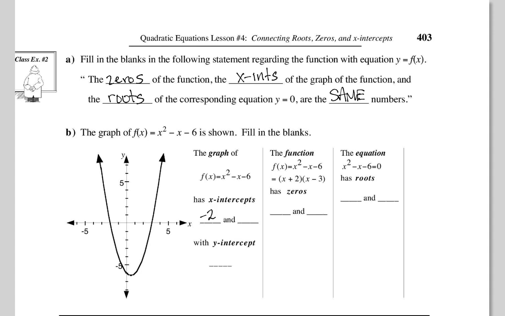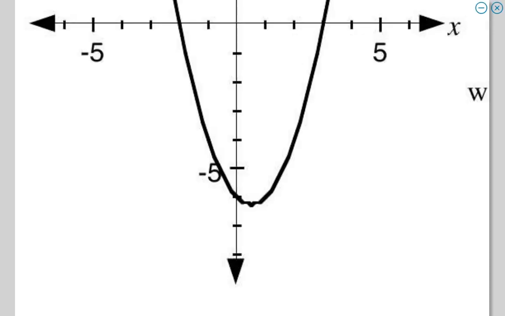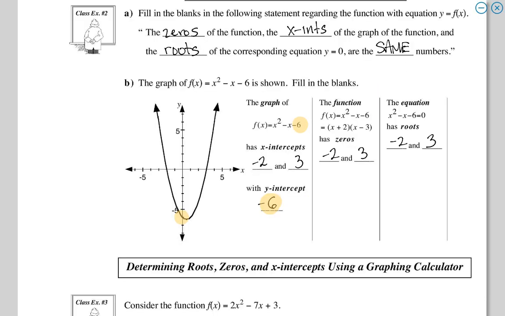So the answers in these blocks are -2 and 3. And the y-intercept is, and you can connect the y-intercept, if you recall, to the constant of the general form, which is down here. And it's not the vertex in this case. So the y-intercept is not always the vertex. So just be mindful of that.